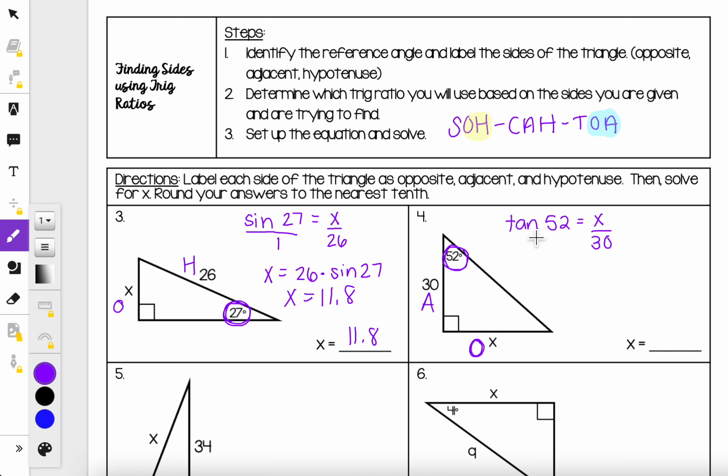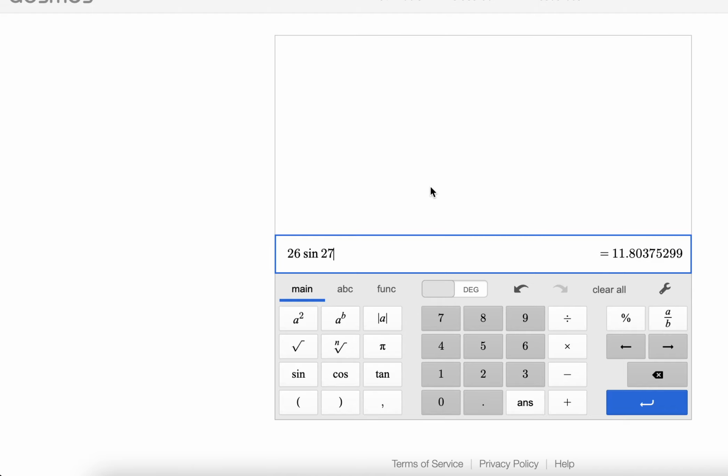Okay, and then again, I'm going to do the same thing. I'm going to put the tangent of 52 over 1, and then I can cross multiply. So 1 times x is x, 30 times the tangent of 52. I'm going to write that just like that, and then I can plug it into my calculator. So 30 times the tangent of 52. And here I'm going to get 38.4.